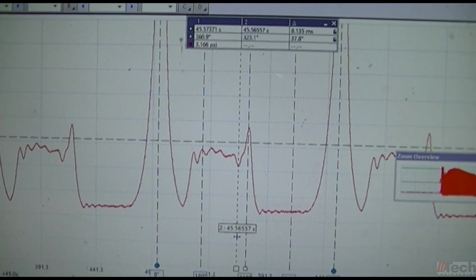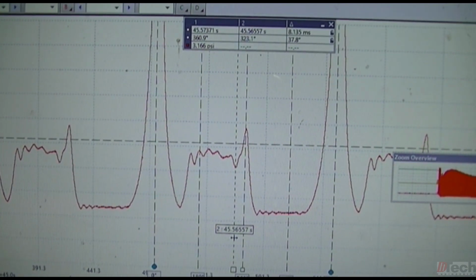Again, bank to bank, this same engine should not have this much of a difference, especially during the same condition, at all points, whether cranking and/or idling and so on.